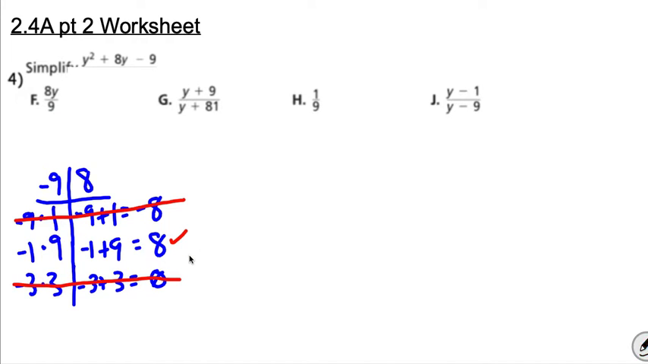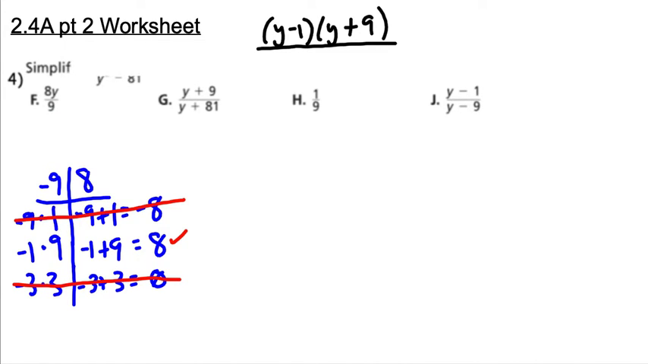So we're going to come back into our fraction now. I'm going to rewrite this up here. So we have -1 and 9. That means this factors to y minus 1 and y plus 9. Okay? That's the whole numerator. That's the top.